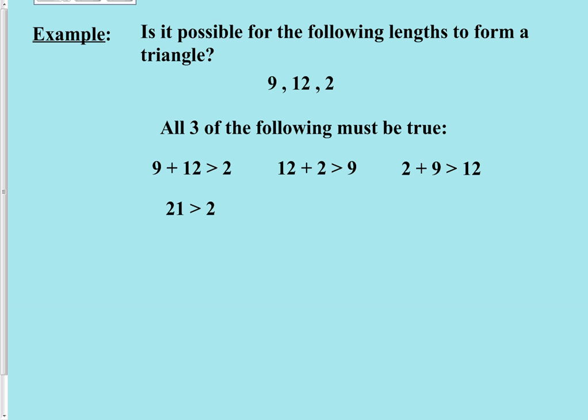Okay, on the left side, 9 plus 12 is 21, and 21 is most definitely larger than 2. That is a true statement. In the center, 12 plus 2 would add together to be 14. 14 is certainly larger than 9. That is a true statement. On the right side, 2 plus 9 would add together to be 11. We have an error here. 11 is greater than 12 is what the statement currently says. The triangle inequality theorem wants 11 to be greater than 12. The problem is it is not greater than 12. So we have run into a false statement.